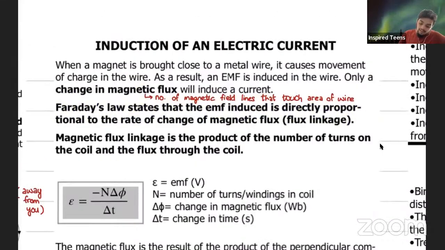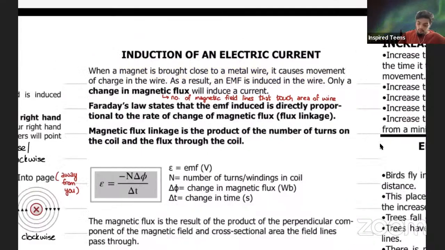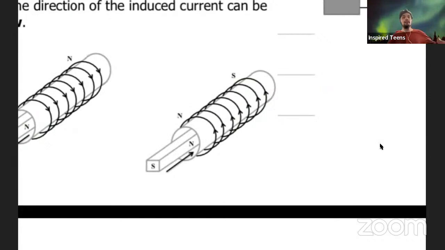The thing we learned here is that when a magnet is brought close to a metal wire, an EMF is induced. So again, the first thing we learned was that when we have current, it creates a magnetic field around it. Now we're learning that when we don't have current, if we bring a magnetic field close to the wire, it will create current. That's basically what we're learning. But it's not enough to just leave it nearby.